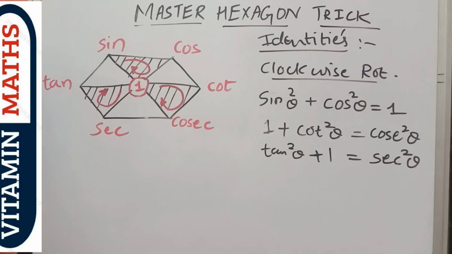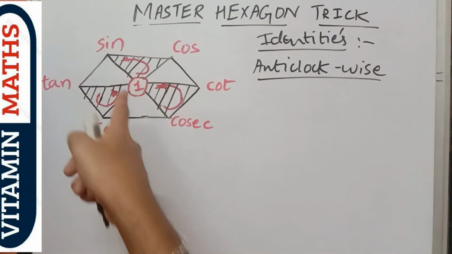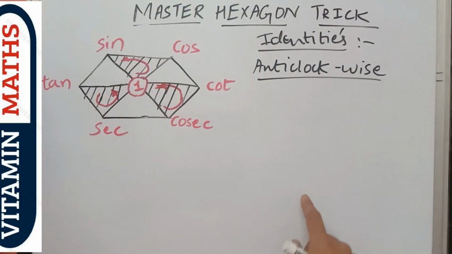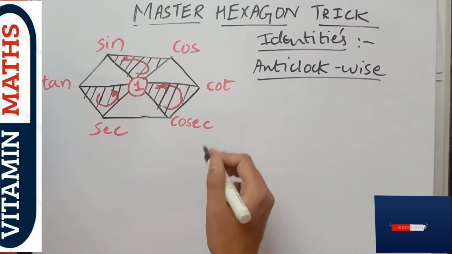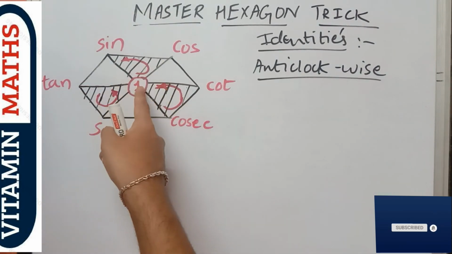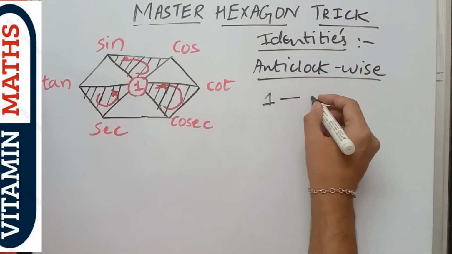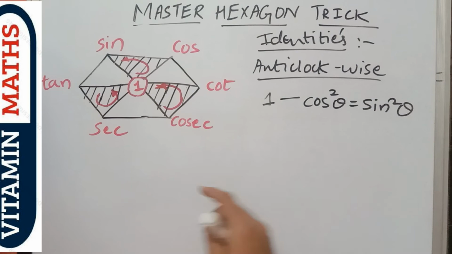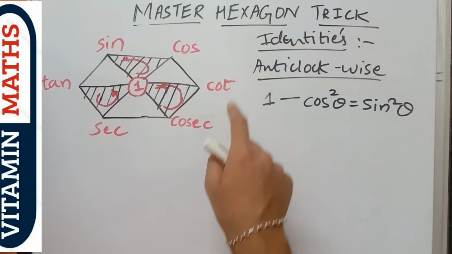So for next anti-clockwise, for considering the anti-clockwise rotation, here I have drawn the arrows in anti-clockwise direction. So what you have to do here is you have to take anti-clockwise. So while taking anti-clockwise, you have to write a minus sign. I will show you here. 1 anti-clockwise means first 1 will come, second cos, third sine. So it means 1 minus cos square theta is equal to sine square theta. So after 1 you have to put minus here in case of anti-clockwise when you are considering.